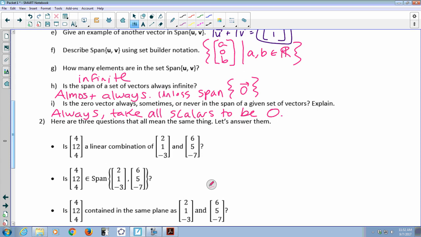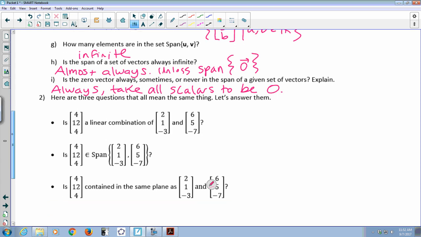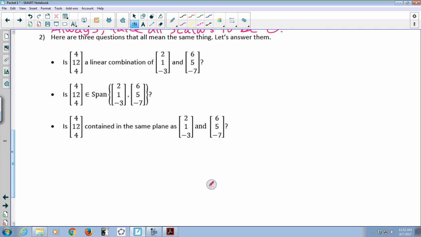All right, so here are 3 questions that all mean the same thing. So this is just some vocabulary. Is 4, 12, 4 a linear combination of 2, 1, negative 3 and 6, 5, negative 7? So they're asking, are there scalars that you can put on these two guys and add them together so that you can get 4, 12, 4? So I'm going to write that down. I'm going to translate that.